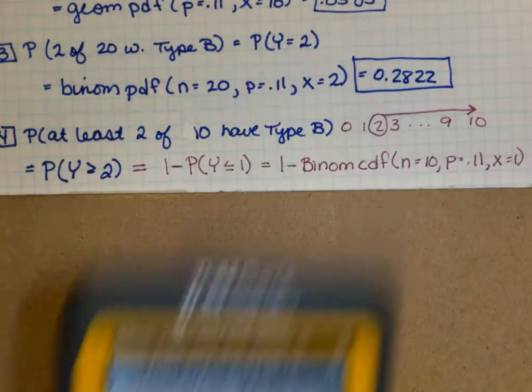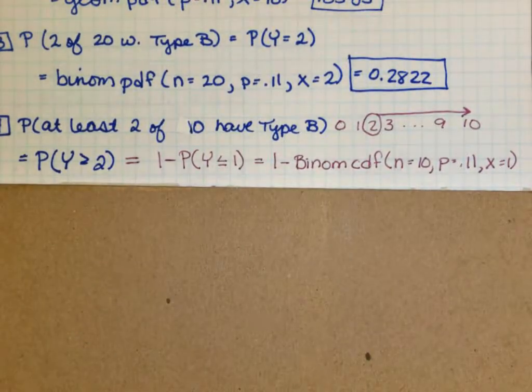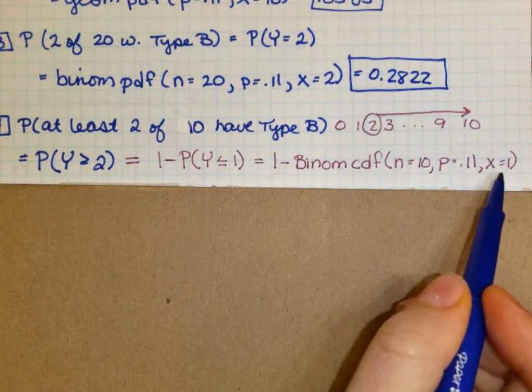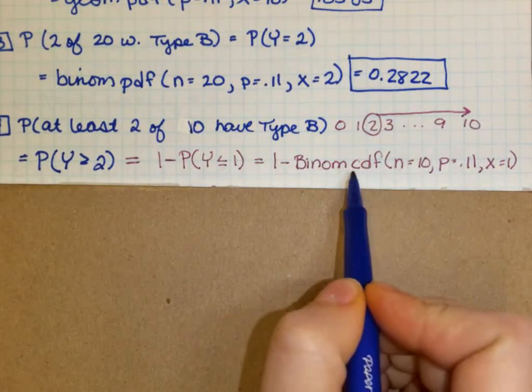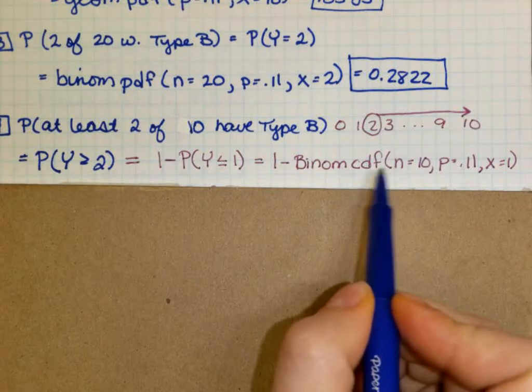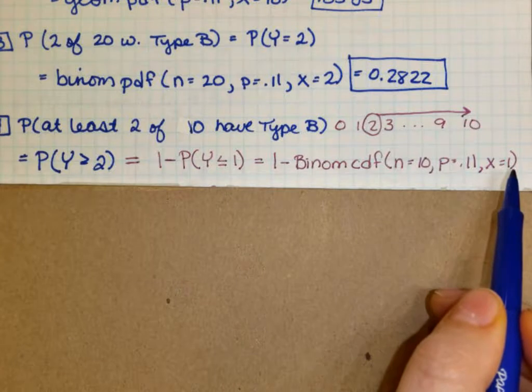Okay? Yes, sir. For writing it out on the paper, why would you write X equals 1 in the parentheses rather than X is less than or equal to 1? Because CDF takes care of the less than or equal to. CDF means less than or equal to whatever that last number is.